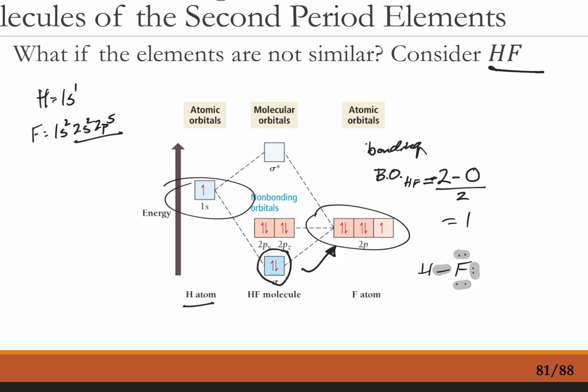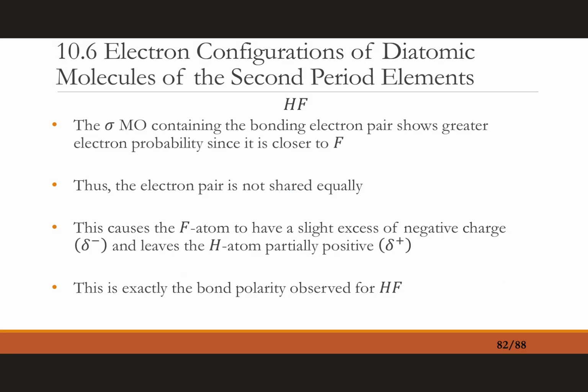That leads to the electrons, in a sense, existing more near the fluorine atom, and that leads to fluorine being more electronegative than hydrogen, and therefore you get the polar molecule where the fluorine is partially negative and the hydrogen is partially positive. So the sigma molecular orbital containing the bonding electron pair shows greater electron probability since it is closer to fluorine. Thus, the electron pair is not shared equally. This causes the fluorine atom to have a slight excess of negative charge, making it a partial negative, and leaves the hydrogen atom partially positively charged. This is exactly the bond polarity observed for HF.